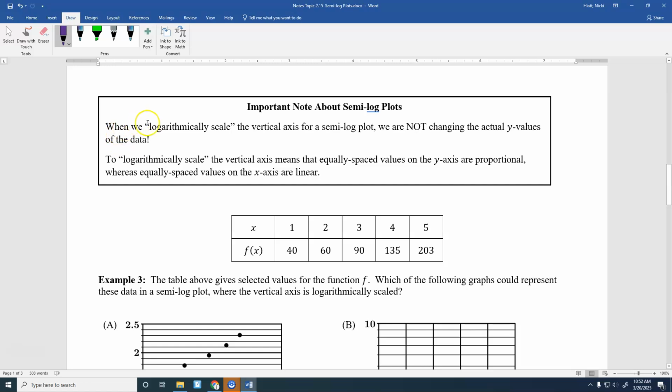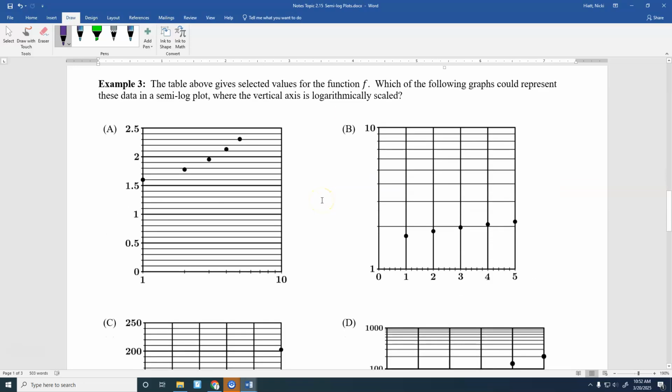Okay, so a note here, when we logarithmically scale the vertical axis, we're not changing the y values of the data, we're just changing the way that it's graphed. So to logarithmically scale the vertical axis, that means that equally spaced values on the y-axis are proportional, whereas equally spaced values on the x-axis are linear. So again, instead of going up by doing 1, 2, 3, 4, 5, we are multiplying, right?